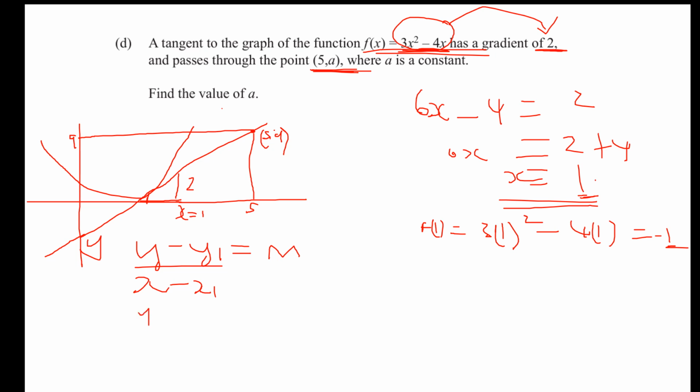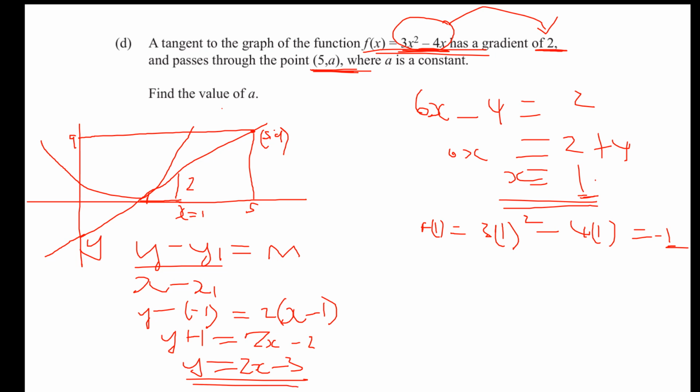We're going to say y minus minus 1 is equal to, what's our m? Our m is 2 multiplied by x minus 1. If you simplify this, it becomes y plus 1 is equal to 2x minus 2, which is equal to y is equal to 2x minus 3. This is our equation. Now all we need to do is substitute x into this to find out what y is.